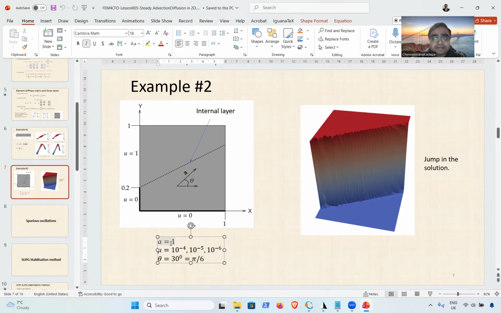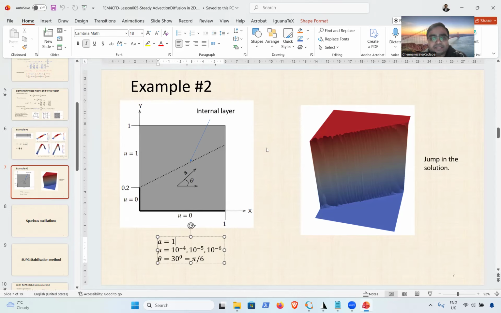We consider the magnitude of the advection vector as 1, and we can take different angles theta, and we can also study for different values of the viscosity, sorry, the diffusion coefficient. I don't know why I keep saying viscosity, but the concepts are more or less the same. So this is the diffusion coefficient. So we can study different angles and different diffusion coefficients for a constant magnitude of advection velocity, with this boundary condition.